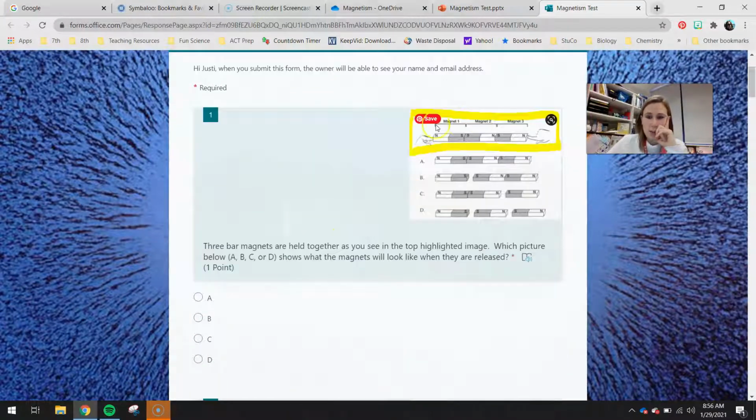So, first one, you have this little picture, this highlighted image. These three magnets are held together, magnet 1, magnet 2, magnet 3. What will they look like when we release them? You can see A, B, C, or D, so you will just mark A, B, C, or D down here.